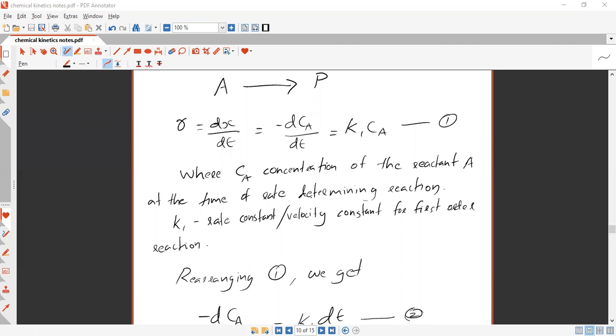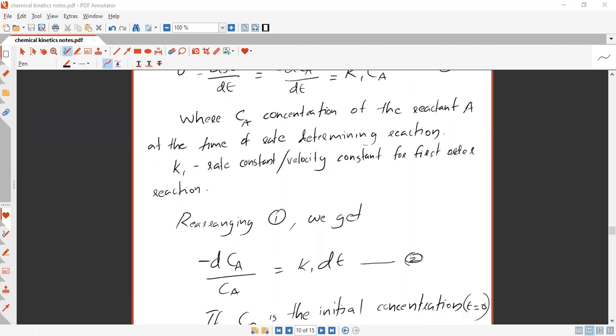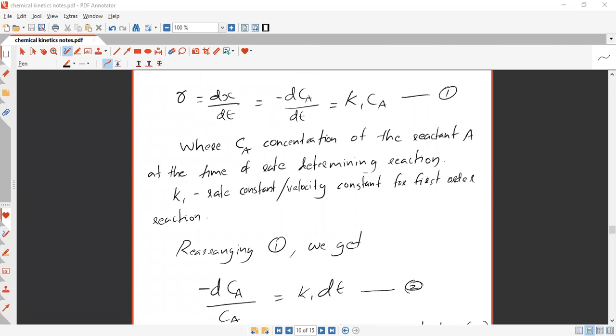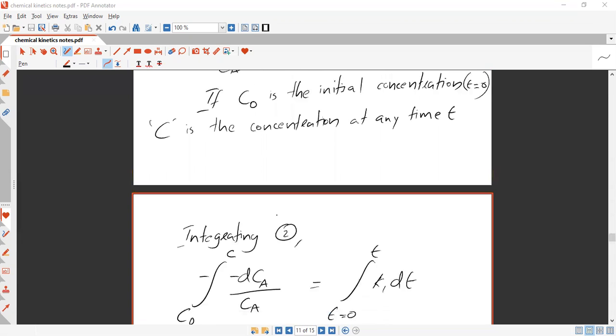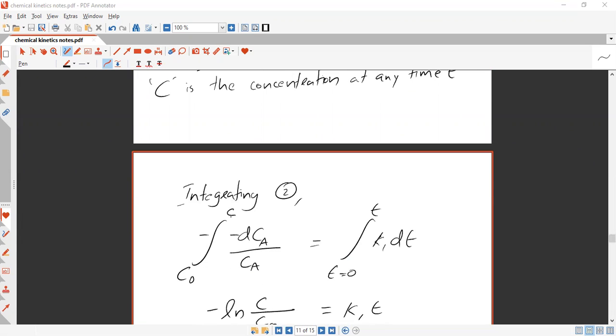Then we find the equation for the rate constant. Simply rearranging, we have minus dCA by dt is equal to K1 Ca. Rearranging, we get minus dCA by Ca is equal to K1 into dt. That is equation number 2. If C0 is the initial concentration at time t equal to 0, and C is the concentration at any time t, then we integrate equation 2 from C0 to C.